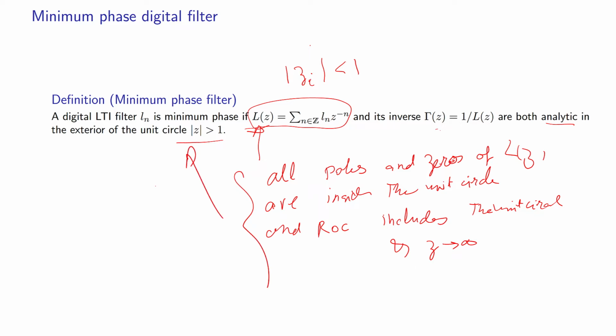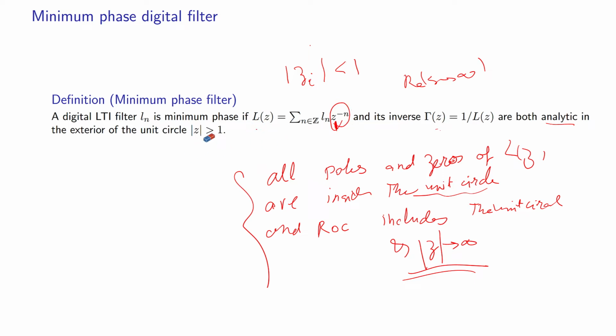For continuous time signals, instead of being inside the unit circle, they should be on the left side, and the ROC should include the j omega axis. It should also include real part of S going to infinity. So when magnitude of Z is infinity, if Z is very, very big, Z to the power minus n is 0, and this converges.